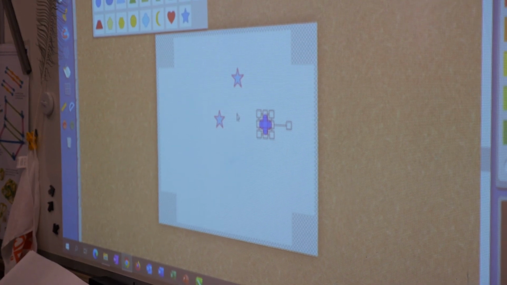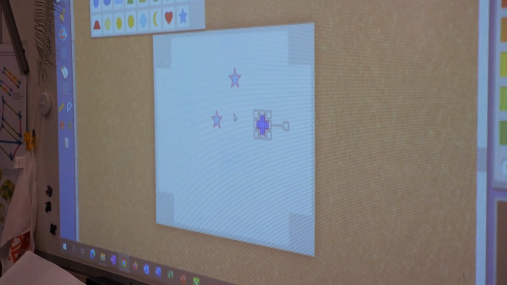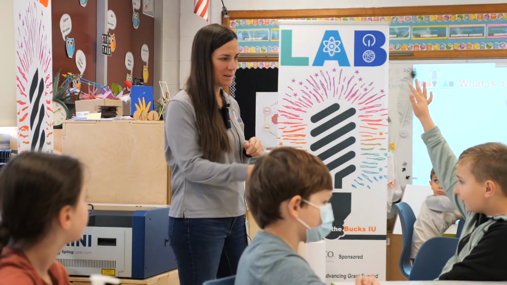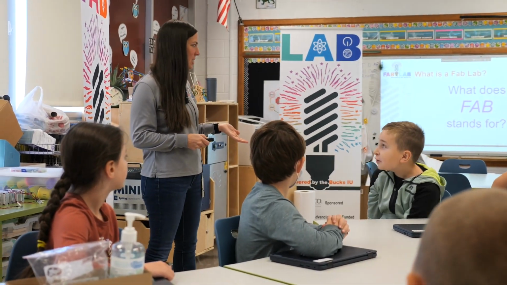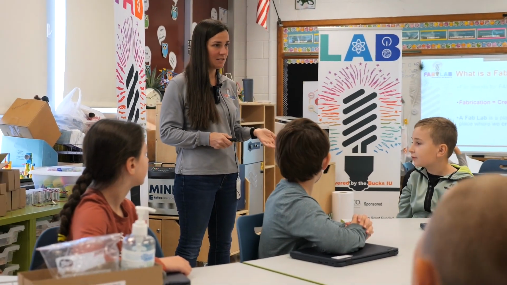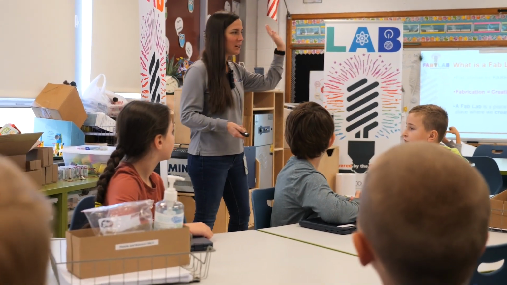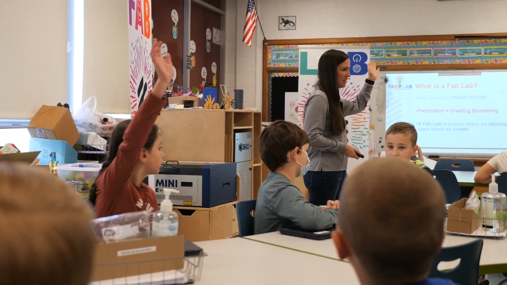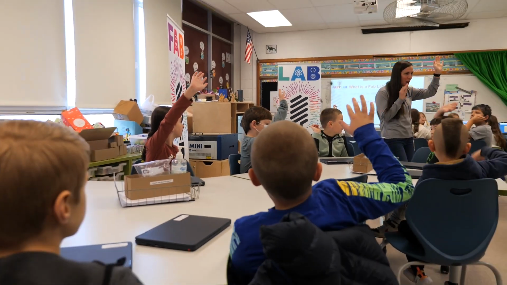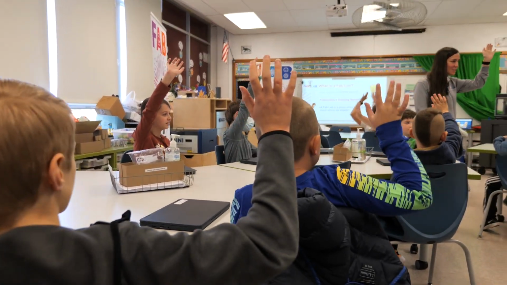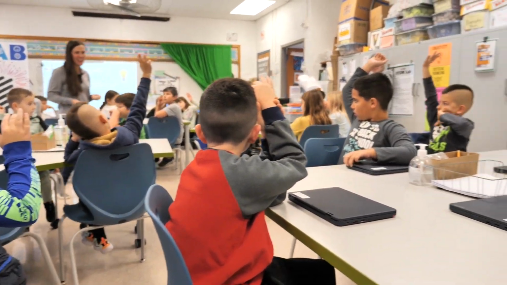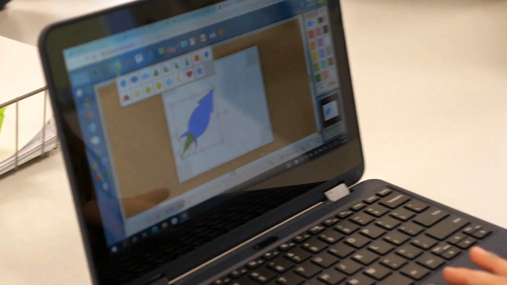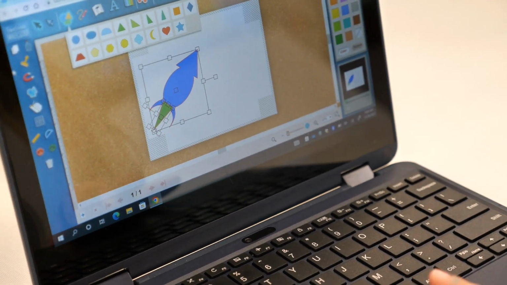So before we start, who remembers what FAB stands for in Fab Lab? Fabricate, awesome. So fabrication or fabricate means to create, means to design. So raise your hand if you are a fabricator. All of our hands should be up, right? Do you create things? Do you write your name, draw pictures, do all sorts of stuff in class? Yeah. So all of you are kid fabricators, right? You're kids and you fabricate.